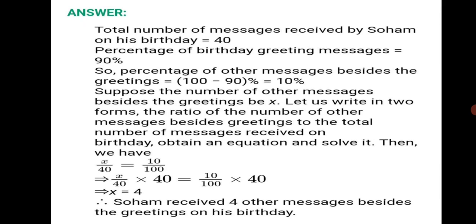And 10 is the percentage of other messages. It is out of 100. Percent means out of 100. Now with x we have 40 divided. To remove this 40 we have to multiply by 40 on both sides.